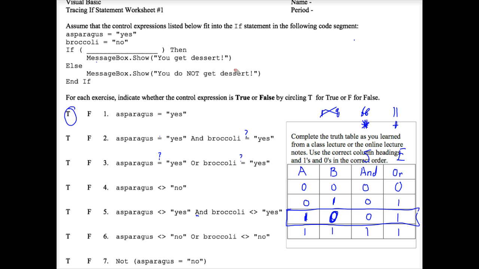Okay, number 2. It has the word and in here, so please pretend that this whole segment here is placed in the fill in the blank. So asparagus is yes and broccoli is no, so we test this left half. So I ask Elisha, is asparagus, according to these lines of code, equal to yes? True or false, Elisha? True, very good. So we put a little T there. That's the way I do this. And now broccoli, question mark, yes. Elisha, according to this code that comes right before this if statement, is broccoli equal to yes, true or false? Correct, false. So put a little F there.